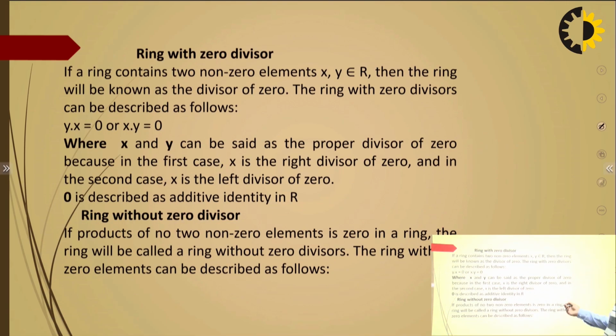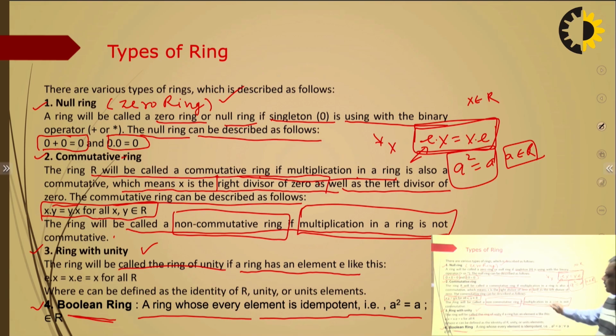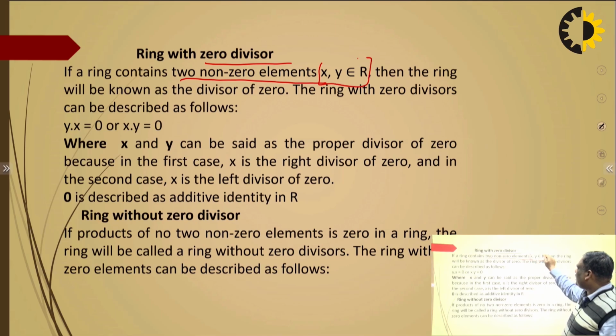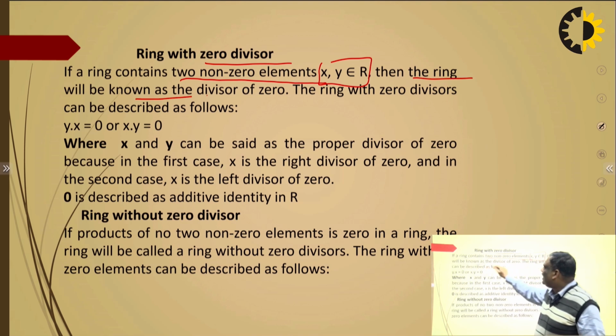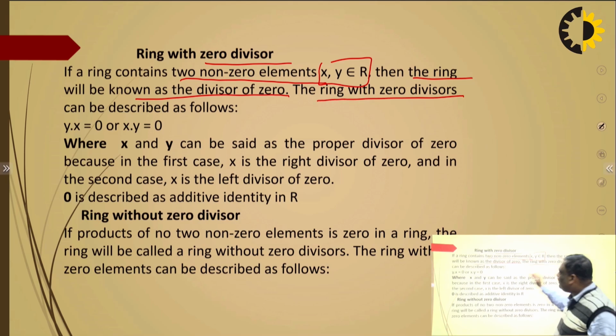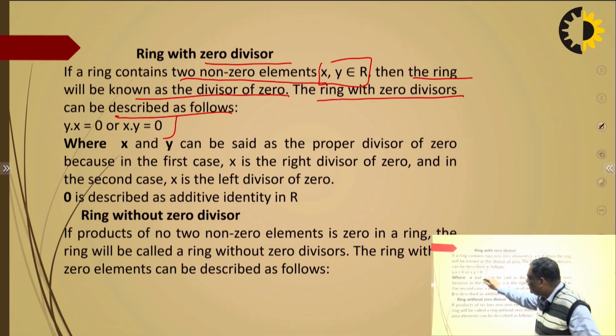In the first slide, when we talk about the type of ring, the term is zero divisor. So we understand this zero divisor. If a ring contains two non-zero elements x and y, which are elements of the non-empty set R, then the ring will be known as having a divisor of 0, and a ring with zero divisor can be described as follows.